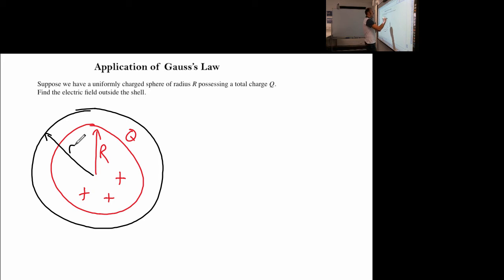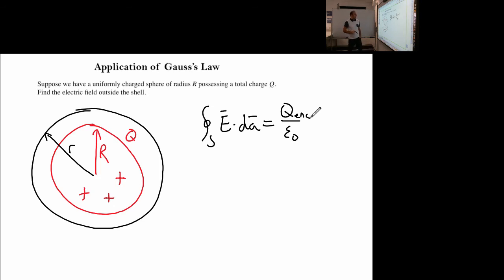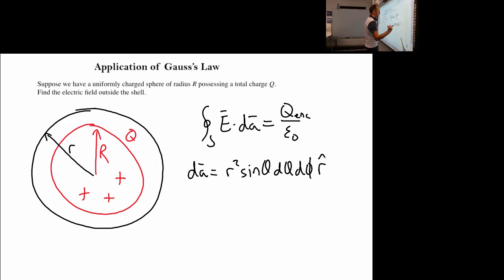The next thing we do is we're going to write up what Gauss's law is. So we have the surface integral of E dot dA is equal to the total charge divided by epsilon naught. Now in this situation, for our infinitesimal surface area element dA, r is constant, but phi and theta are changing. So we have dA is equal to r squared sine theta d theta d phi, and it's in the r hat direction.